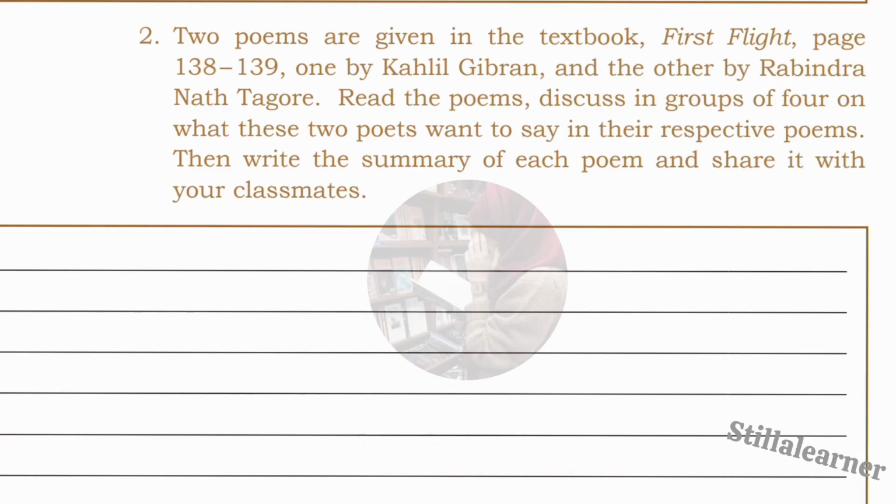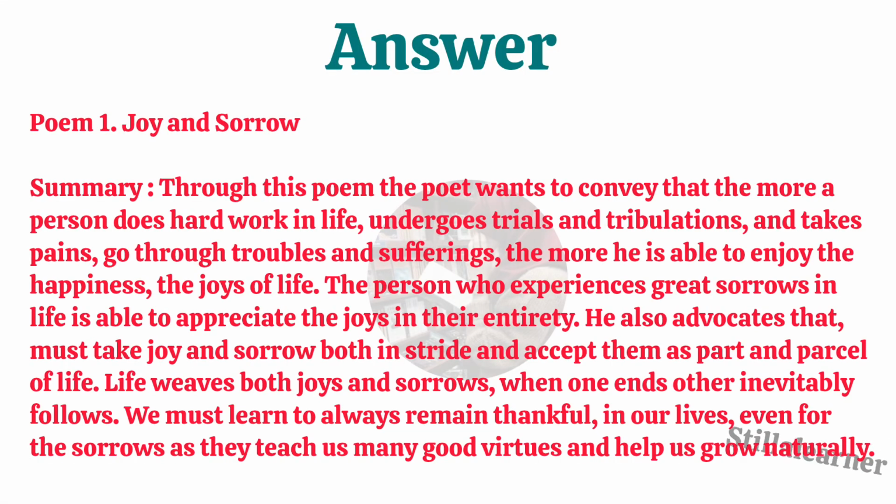Okay, guys, so here in the textbook First Flight, page number 138 and 139, we have two poems. So we have to read and understand both the poems. Then we have to discuss in a group of 4 with our classmates, and then we have to write the summary of each poem. Okay, let's see the first one. So the first poem is Joy and Sorrow.